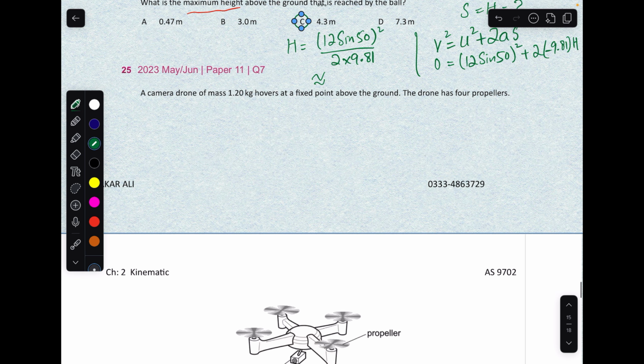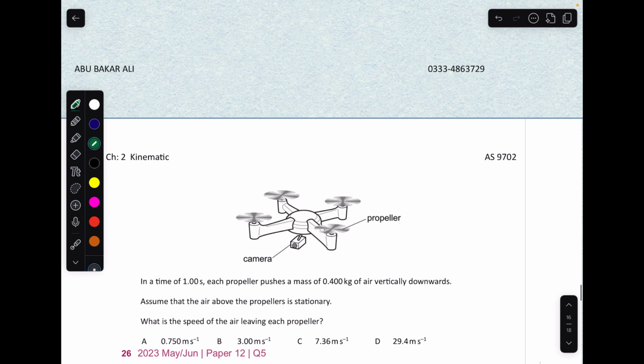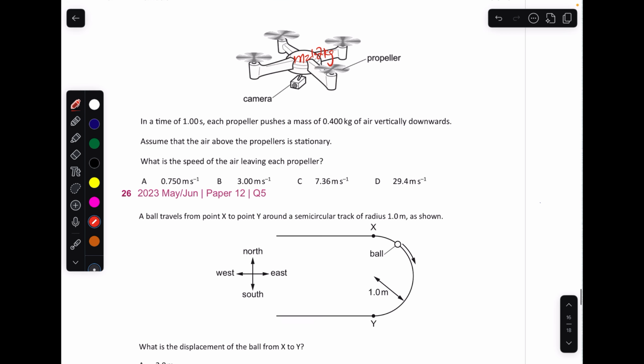A camera drone of mass 1.2 kg hovers at a fixed point above the ground. The drone has four propellers. So we have the mass of the drone, 1.2 kg, and in a time of 1 second, each propeller pushes this much mass of air vertically downward. Assume that the air above the propeller is stationary. What is the speed of the air leaving the propeller? So you have to find the speed of the air.